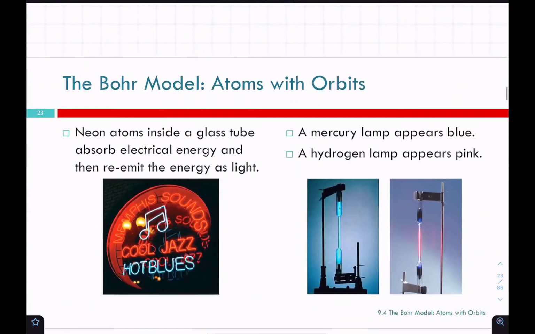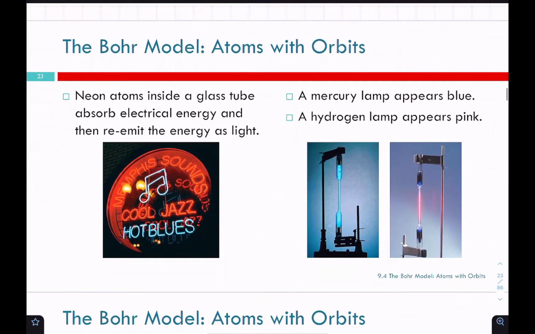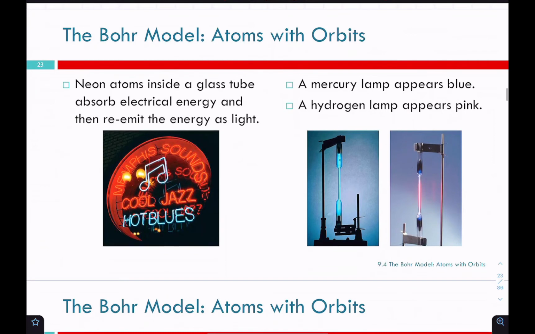Alrighty, so that's the intro to wavelengths. So now we're going into the Bohr model of the atom. For the Bohr model, I guess we should start with what's on the slide.